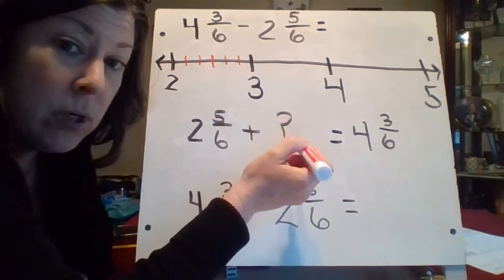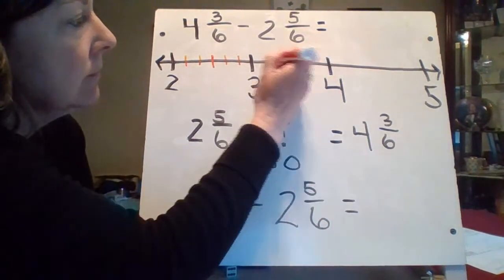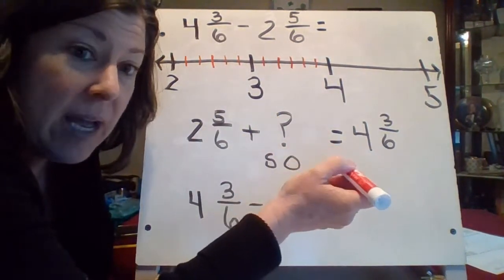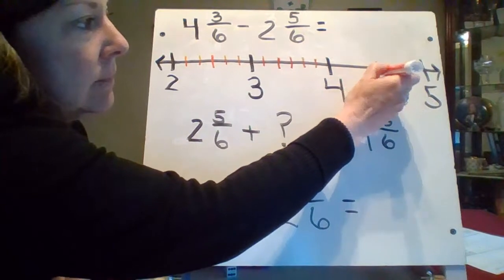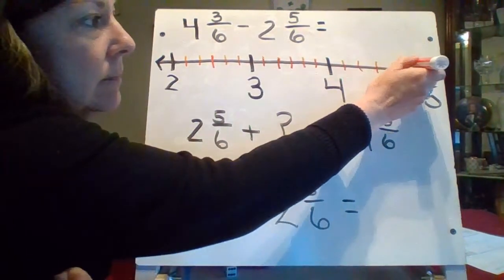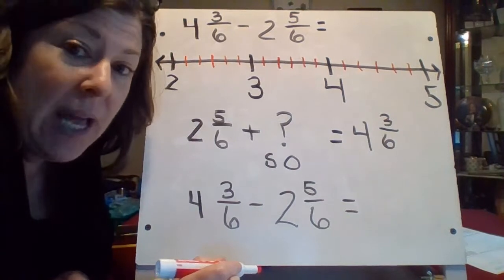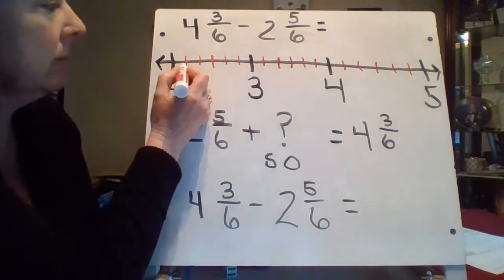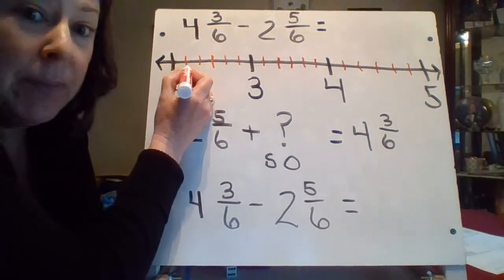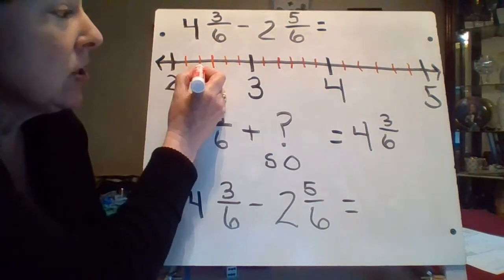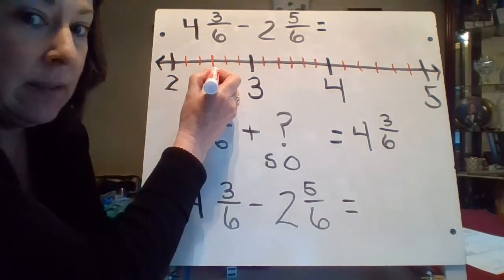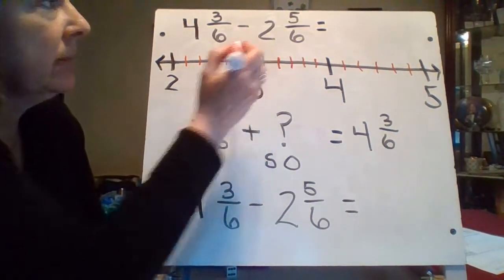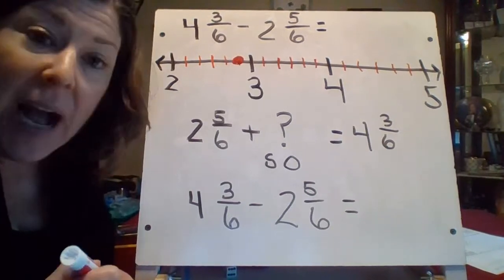In between my 3 and 4, sixths. And in between my 4 and 5, sixths. And then I'm going to plot the point 2 and 5/6. 2, and then count up 5/6. 1/6, 2/6, 3/6, 4/6, 5/6. So there I am at 2 and 5/6.